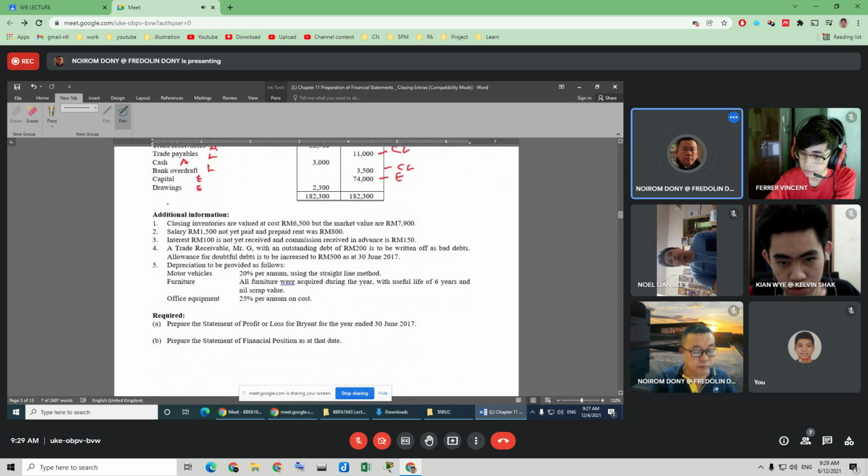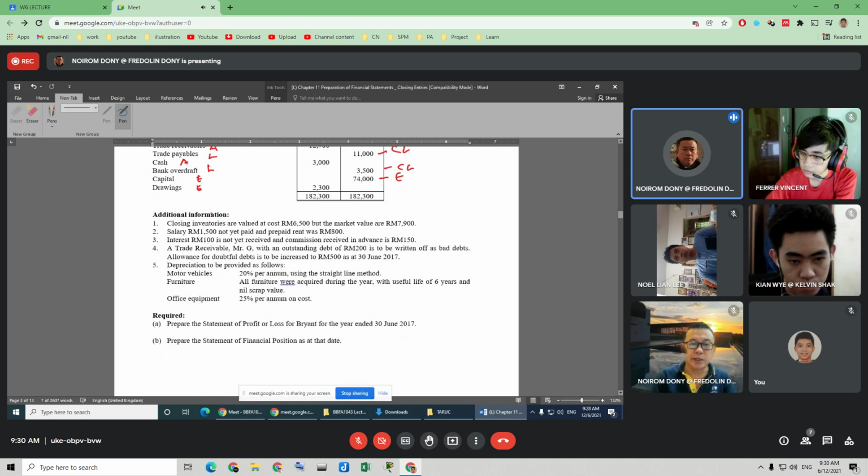Like the first one, salary. But before that, number one, closing inventory is valued at cost 6,500, but the market value is 7,900. Closing inventory, remember, is not included in the trial balance because it is stated in the notes. We can only get the figure after we do the stock taking. Therefore, it is not included in the trial balance.